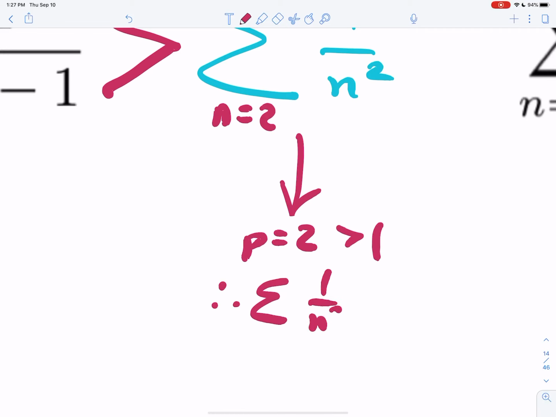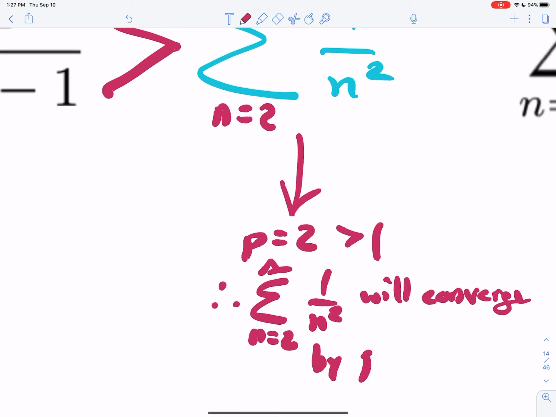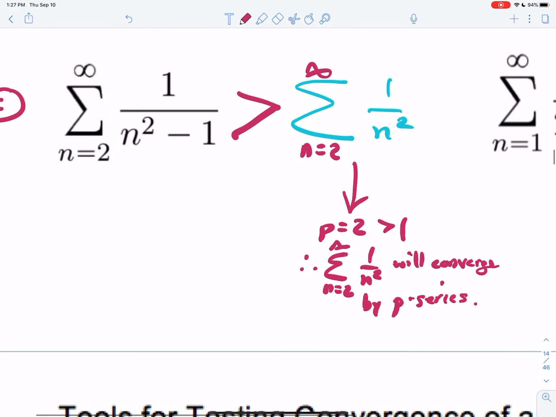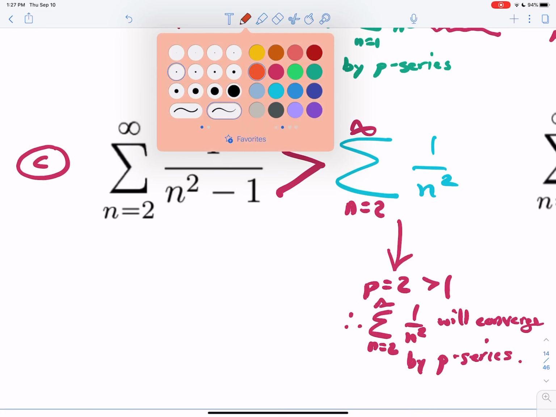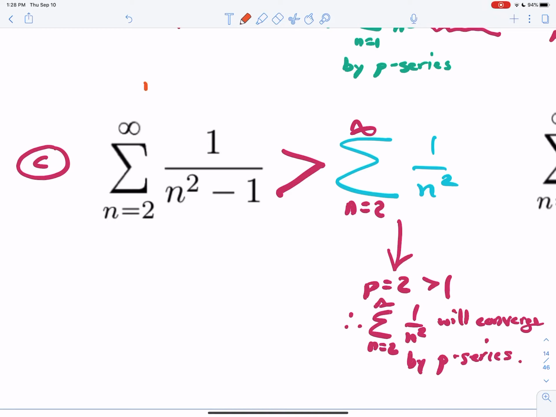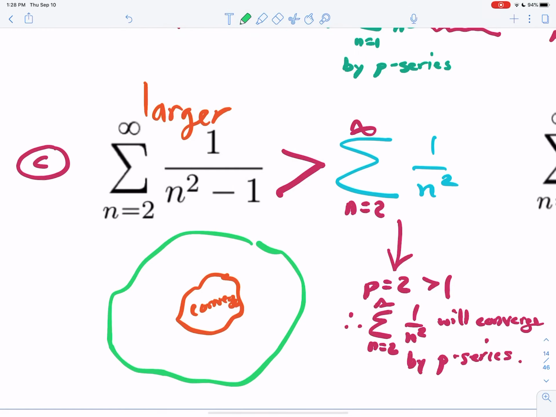Therefore, 1 over n squared will converge, or converges, whatever you guys want to write. How do we know that? By P series test. There you go, there's Siri again. Okay, but I want to know about this one. Okay, so let me label this for you guys real quick. According to this inequality, this is the larger series on the left here, the original one. I showed you that the smaller one converges. The smaller series converges. Does that guarantee that the larger one will converge too?